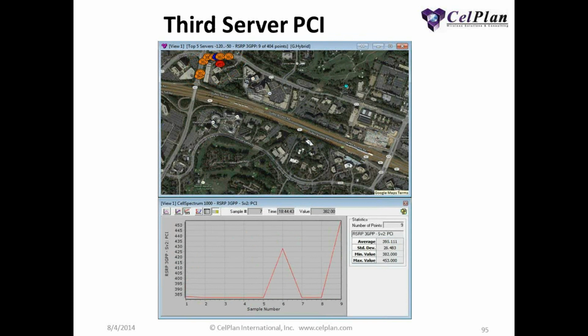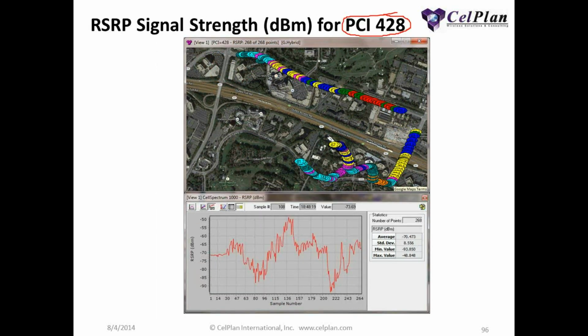Now we have this only for one PCI, so only for this site here, and you can analyze it side by side, and then you can take actions.